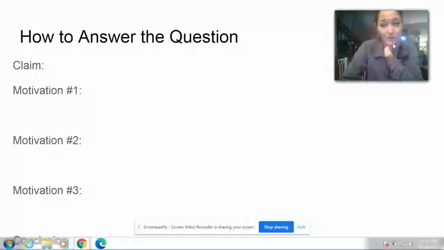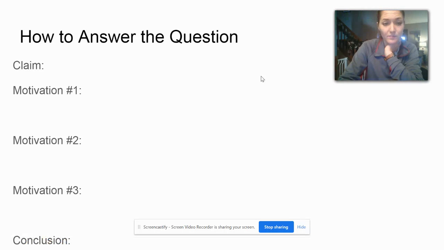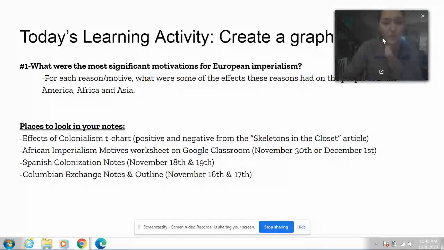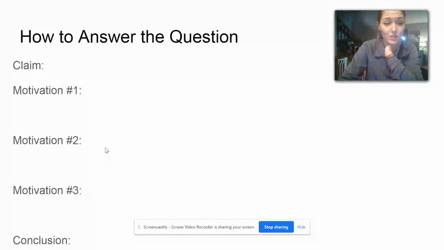Okay, how to answer the question. So make sure you have your claim. In your claim, you should clearly answer the question, right? And give a preview of what you're going to write about. So what were the most significant motivations for European imperialism and the effects that it had? Make sure your claim answers that question. Then you're going to go ahead and list 3 motivations Europeans had and have your conclusion at the bottom.